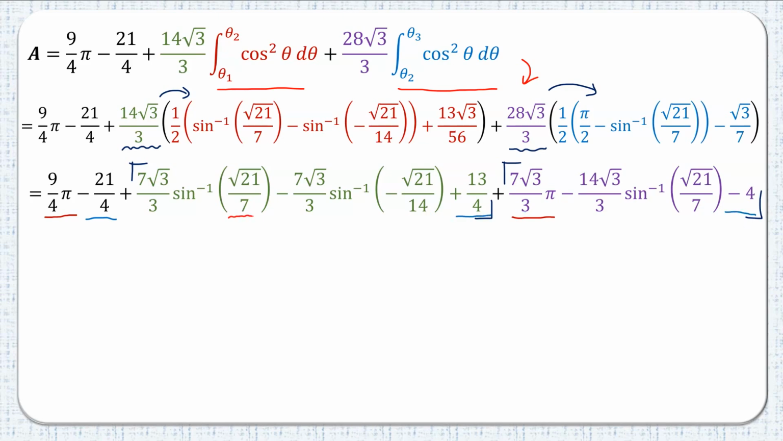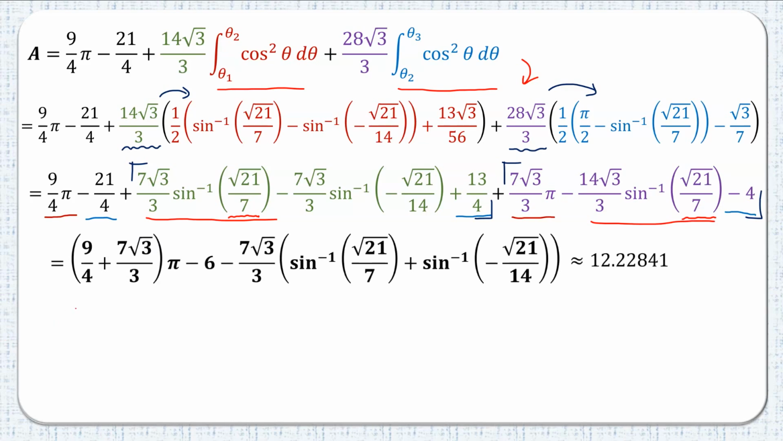And notice that we have the inverse sine of the same value here and here. This means that these two terms can be combined. In the end, we have the result 9 over 4 plus 7 square root of 3 over 3 pi minus 6 minus 7 square root of 3 over 3 times inverse sine of square root of 21 over 7 plus inverse sine of negative square root of 21 over 14.